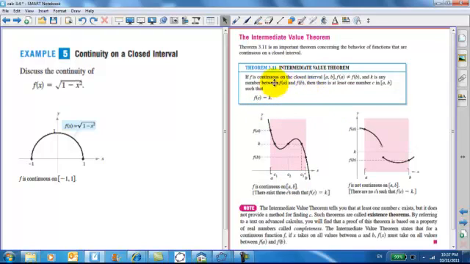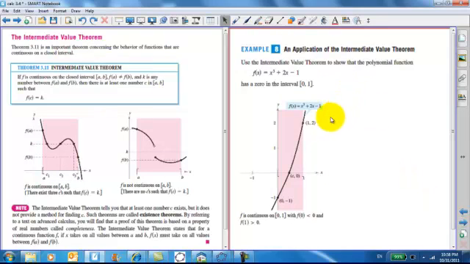So note the conditions. f has got to be continuous on the closed interval. f of a cannot equal f of b. And k has to be a value somewhere between f of a and f of b. The conclusion is that you should be able to find a c in the interval from a to b, some x value c in between these values of a and b, such that f of c equals k.